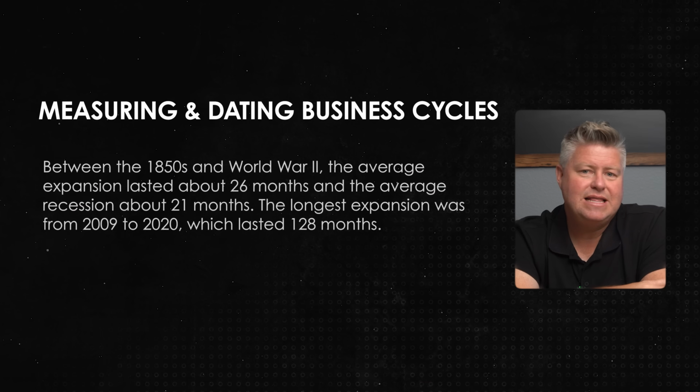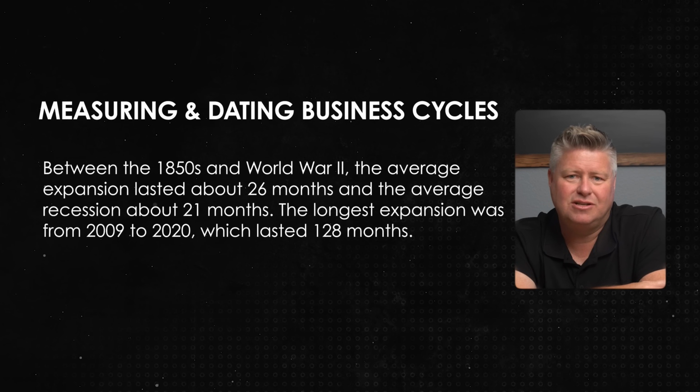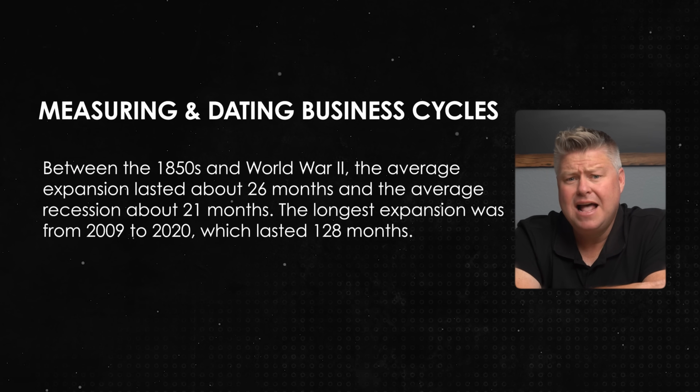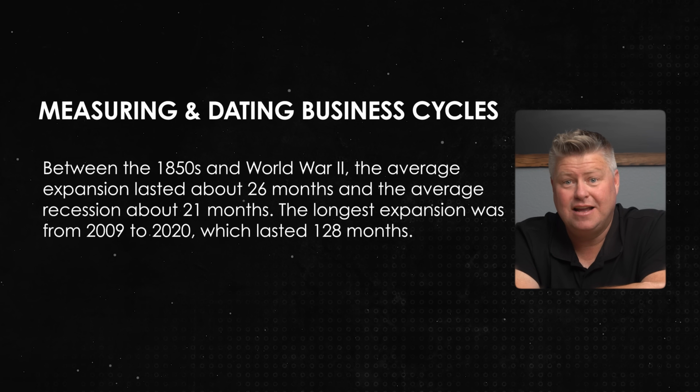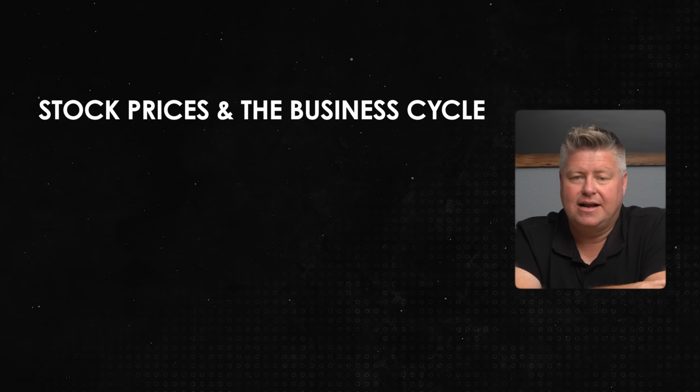Think about the roaring 20s and how long that economy expanded, from like 1921, 22 up until the 28 crash, or the 29 crash, and then subsequently the Great Depression after that, okay? Now, between the 1850s and World War II, the average expansion lasted about 26 months, and the average recession about 21 months. The longest expansion was from 2009 to 2020, which lasted 128 months. And I'm gonna be honest with you, if the world wasn't shut down because of a little flu, it would have kept going. Stock prices in the business cycle, how does that play out?